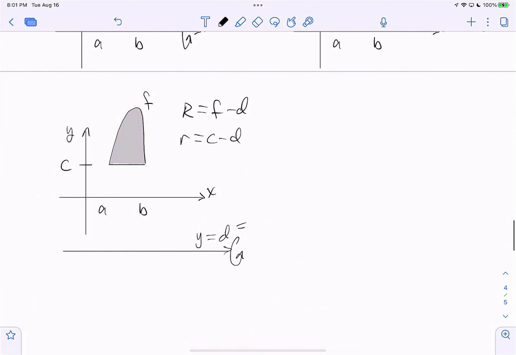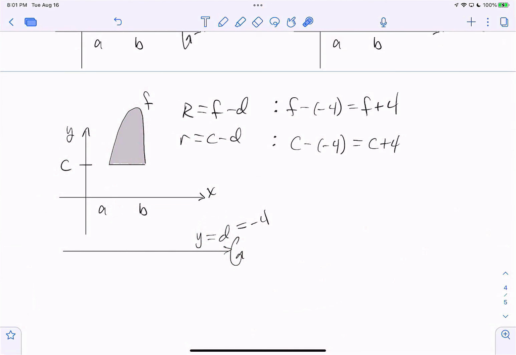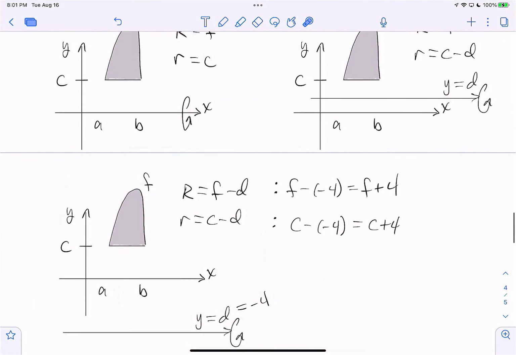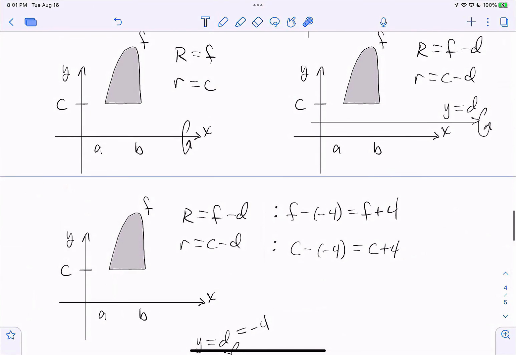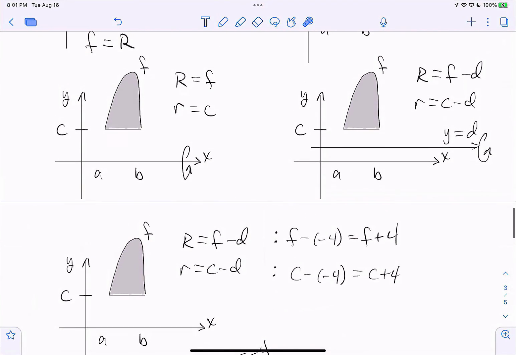Suppose d is like negative 4. Then f minus d becomes f minus negative 4, and that becomes f plus 4, which should make sense. It's the function height plus an additional 4 units, right? And then c minus d would become c minus negative 4, which would then be c plus 4, which again should make sense. If c is 3, let's say, then 3 plus 4 is 7, and that should be the radius, right? So some people think that there are different setups all over the place, and there really aren't.